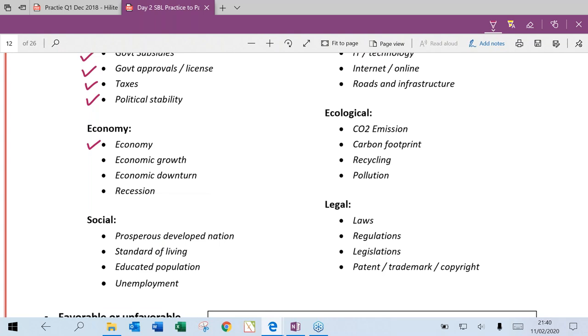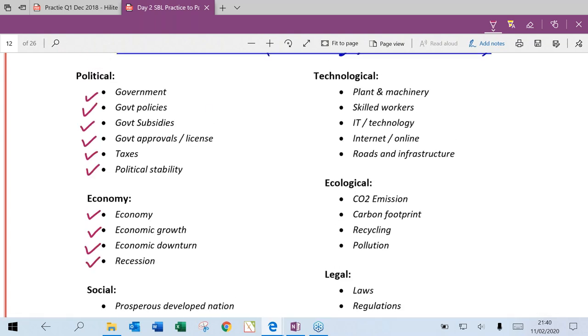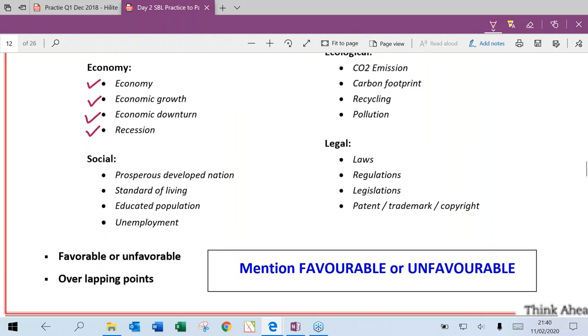Economic growth, economic recession, economic downturn, these are the most common words. Grants, yeah, good points. Government grants is also a good word. Social: you will see words like prosperous, developed nation, standard of living, educated population, unemployment. These are all social.